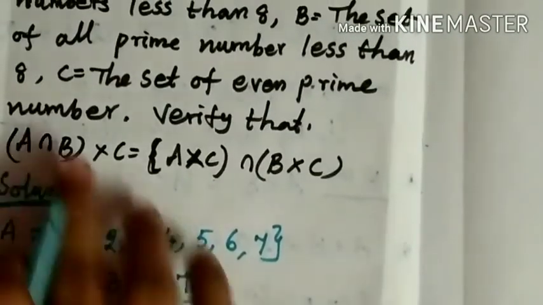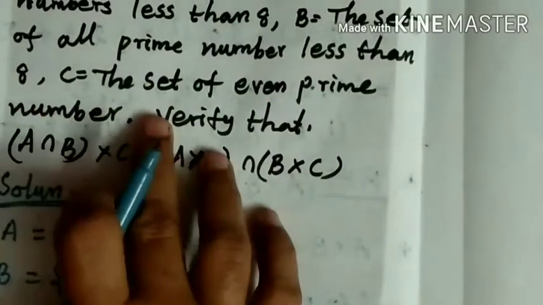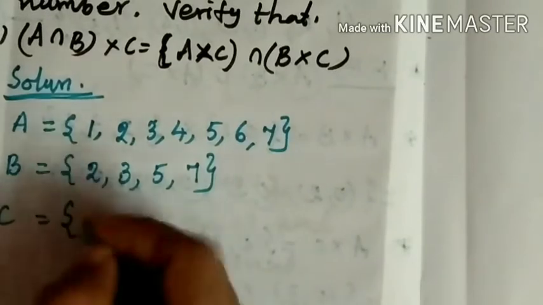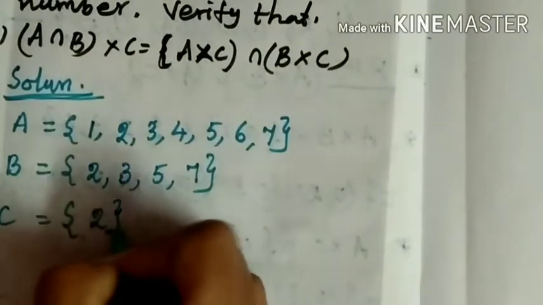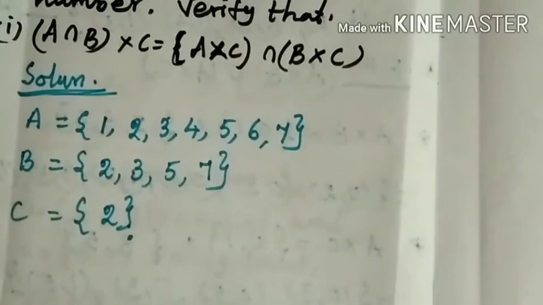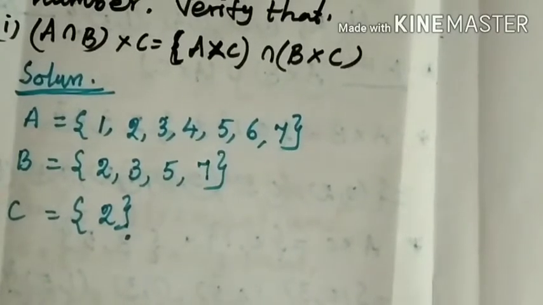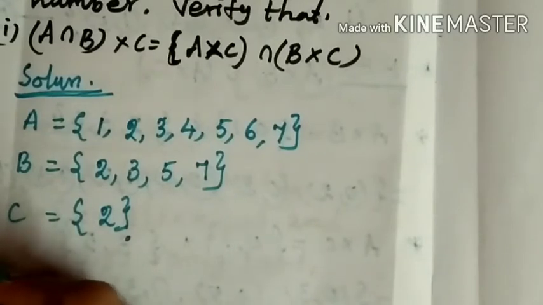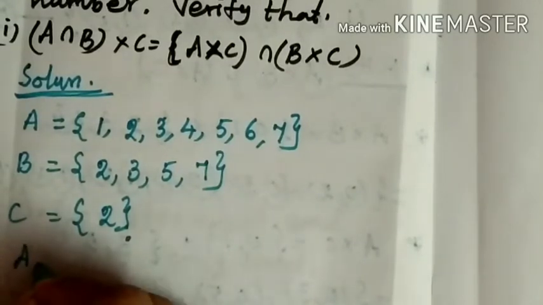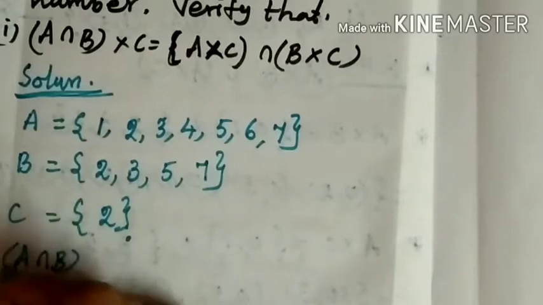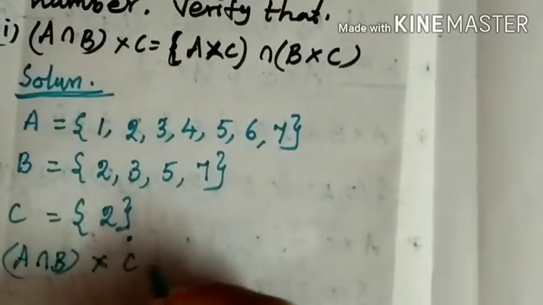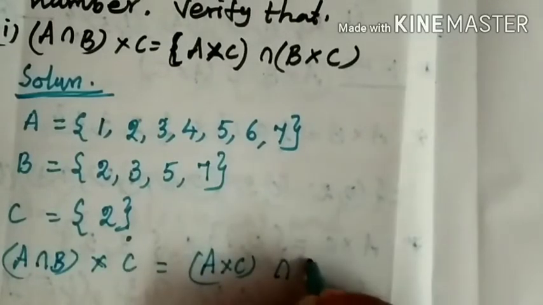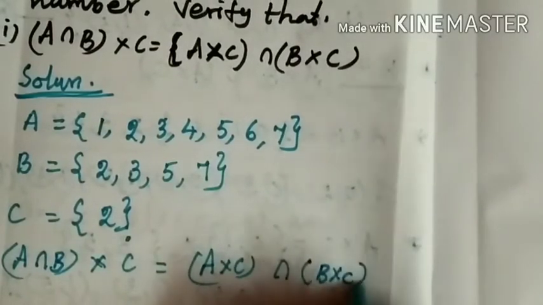Then set C, the set of even prime numbers. See, which is the even prime number? 2 alone is the even prime number. So now we get the elements of set A, set B and set C. Now come to the property. First property: (A intersect B) cross C equal to (A cross C) intersect (B cross C).